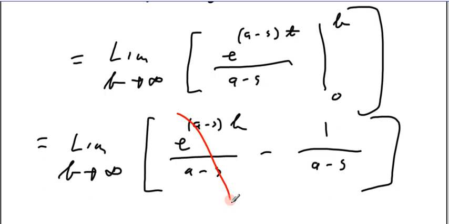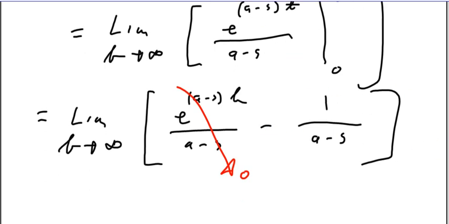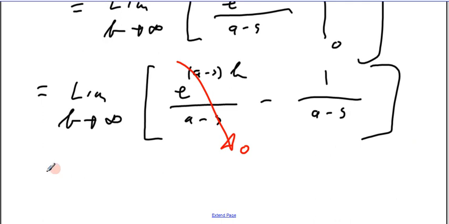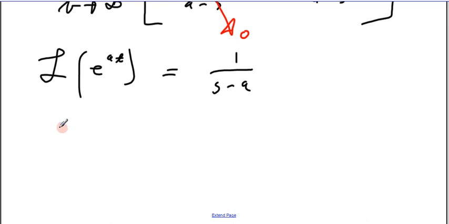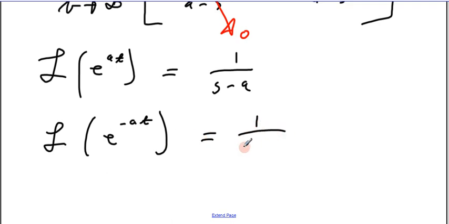Okay, as I go to infinity on b, that guy goes to 0, and I got a minus sign there. So I've got final answer. The Laplace transform of e to the at is going to equal 1 over s minus a. And if I had the Laplace transform of e to the minus at, then I'm going to have 1 over s plus a. Am I not? Yes, I am.